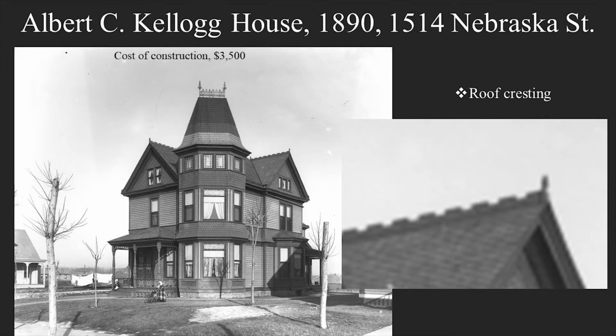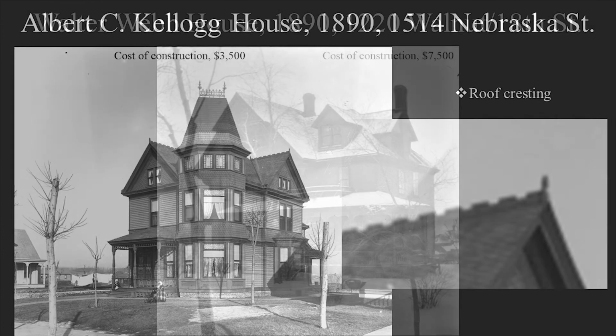The Albert C. Kellogg House was built in 1890, located at 1514 Nebraska Street. It was built at a cost of $3,500. And in this image I want to point out roof cresting. So along the ridges of the gables, along the roofline ridges, you can see this cresting. It's sometimes implemented in tin or copper, but just another decoration.